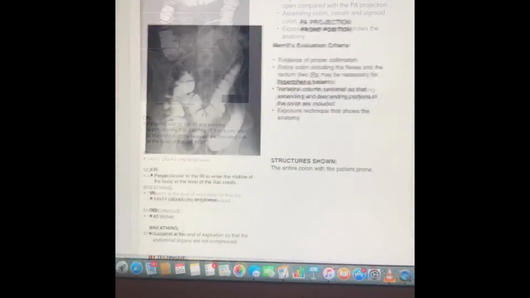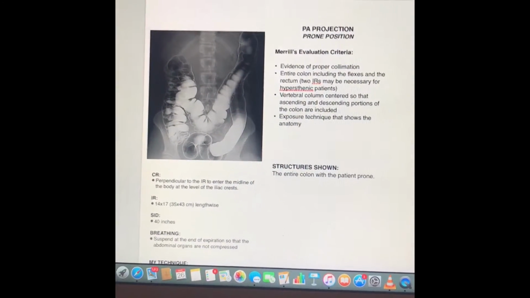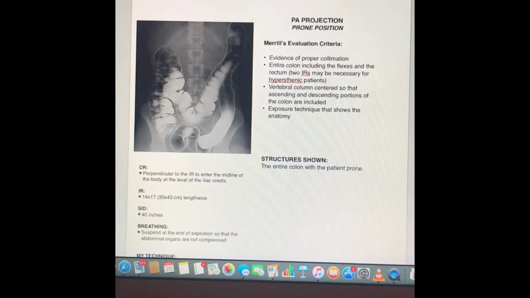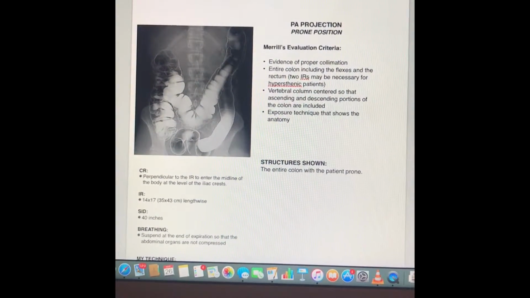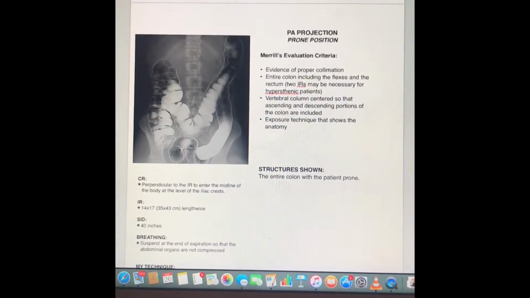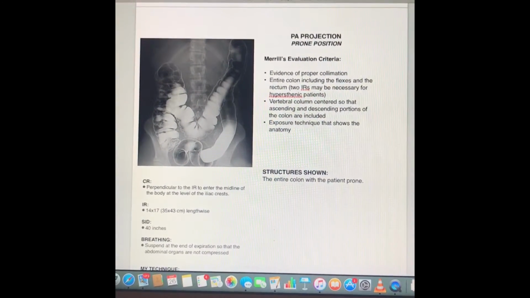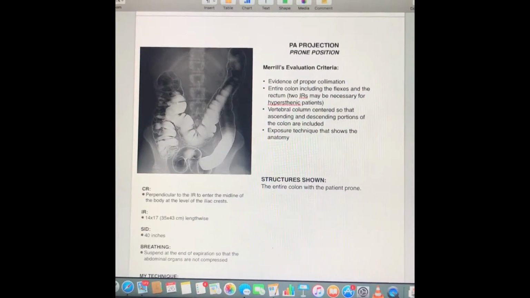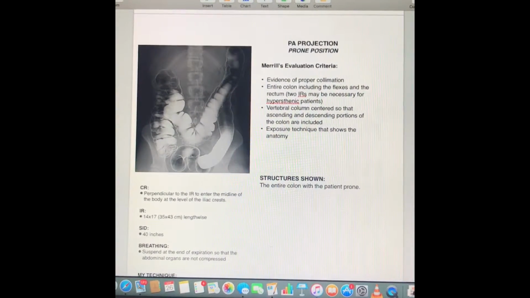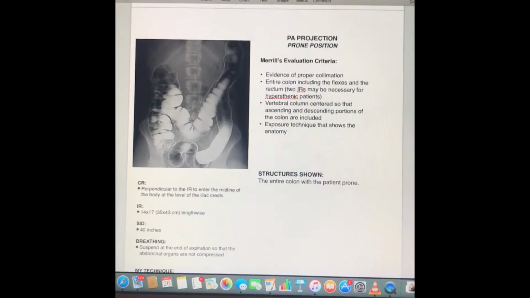my patient. My next projection was PA projection, prone position. Merrill's evaluation for this projection is evidence of proper collimation, entire colon including the flexures and the rectum, with 2 IRs may be necessary for hypersthenic patients. Vertebral column centered so that ascending and descending portions of the colon are included. Exposure technique that shows the anatomy. The structure shown on this image would be the entire colon with the patient prone.